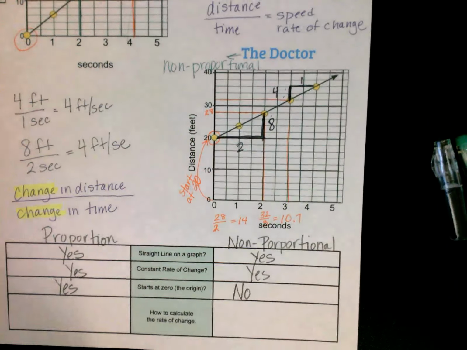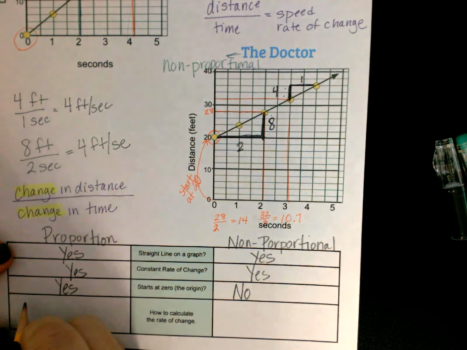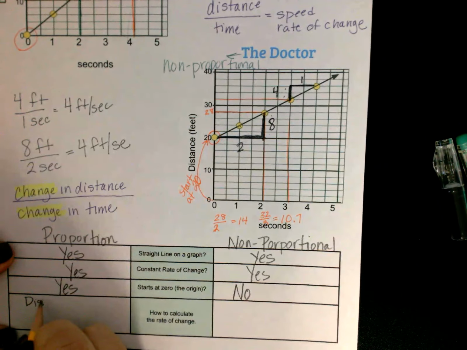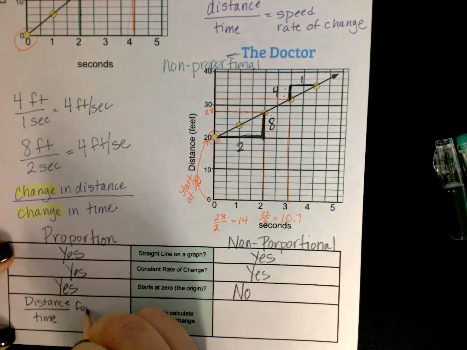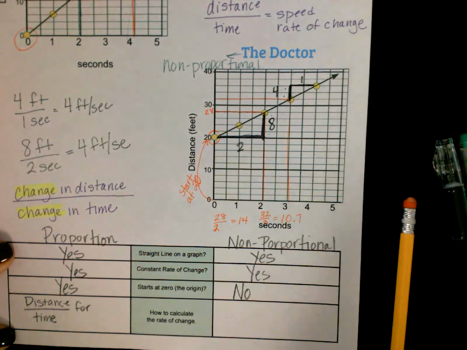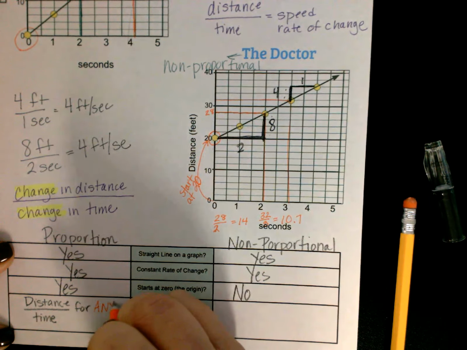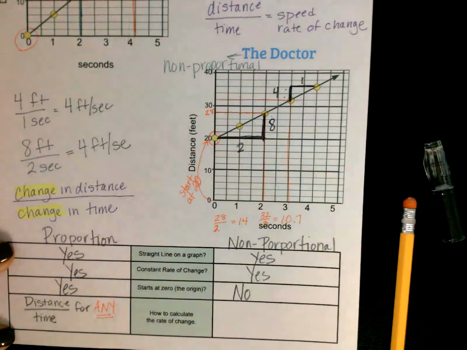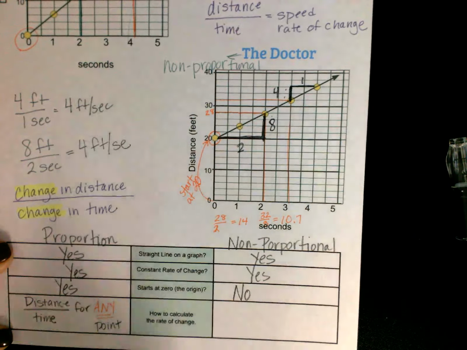Here is really the biggest difference: how to calculate the rate of change. Simply on this one, you will find the distance divided by the time. And I'm going to change my color for emphasis, for any point on the graph.